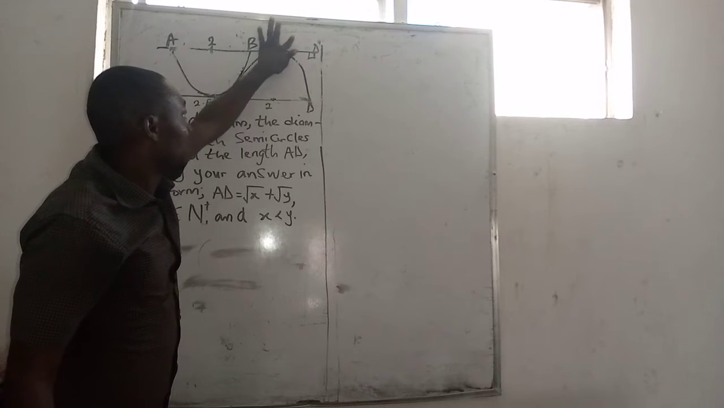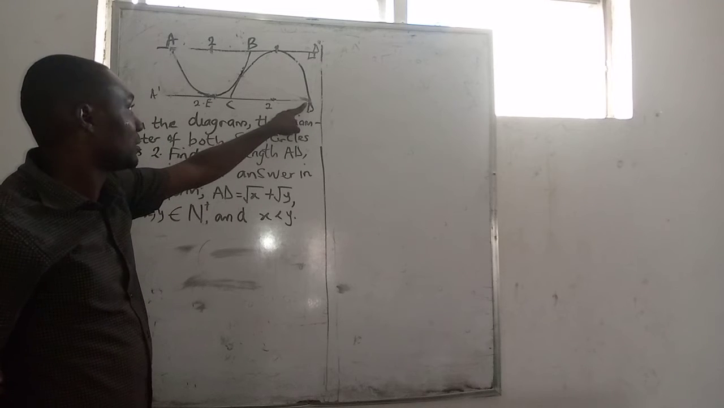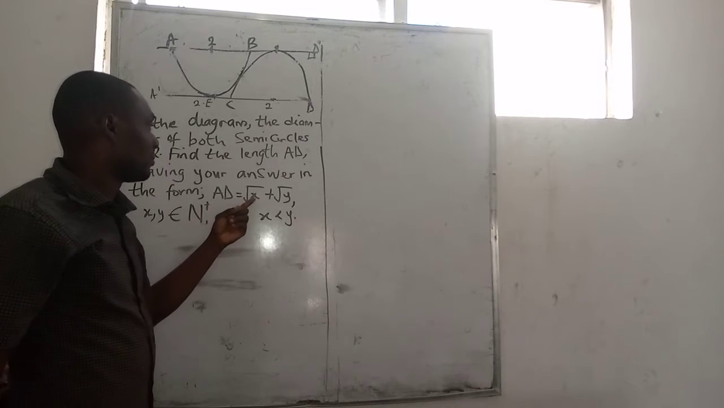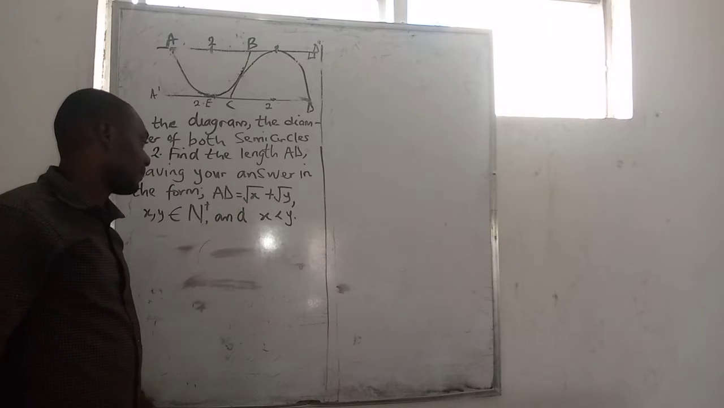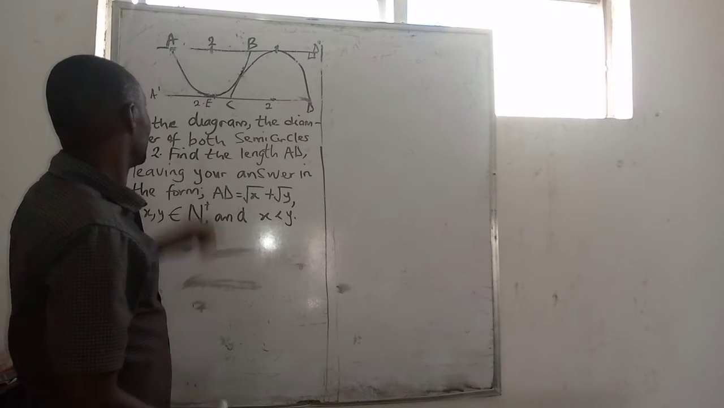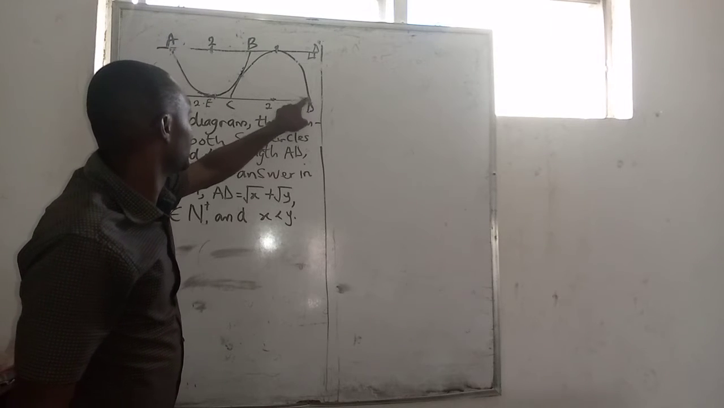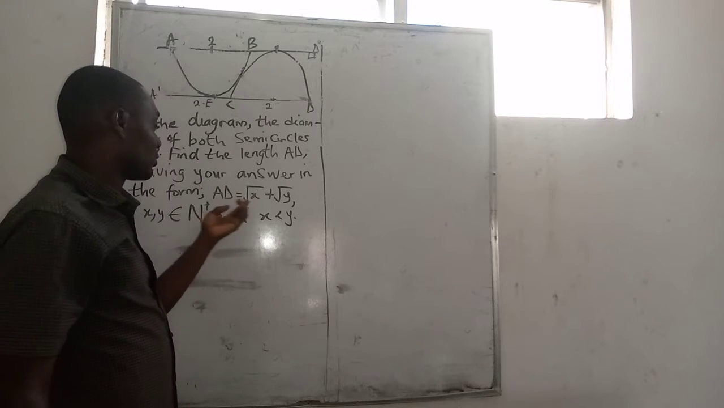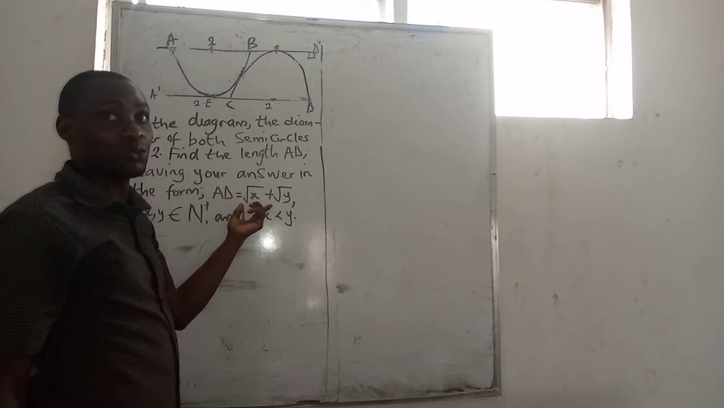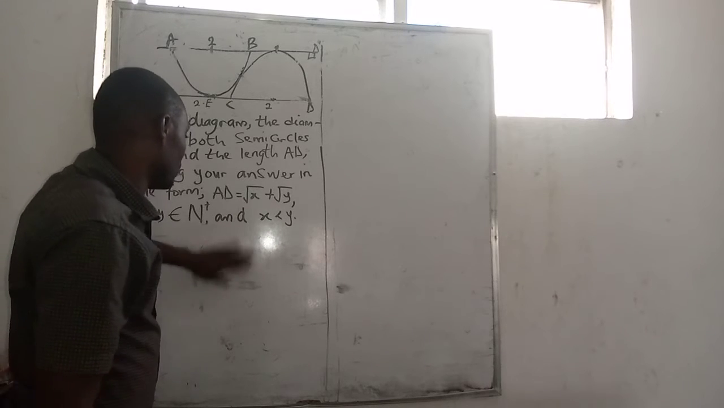We are required to find the length AD in the form root x plus root y. Now we can easily look for the length by using this length, this length, and this. But we have to find our answer in this form. So if we do that, we will not be getting our answer in that form. So what do we do?